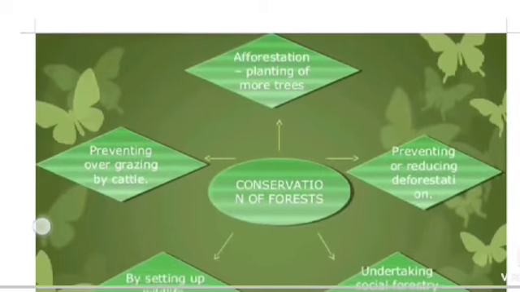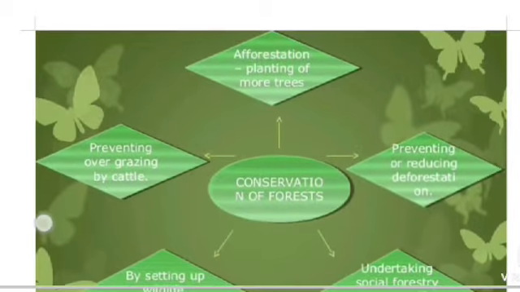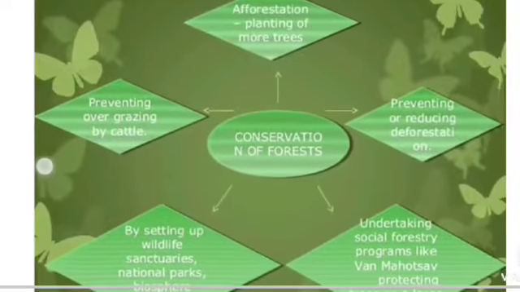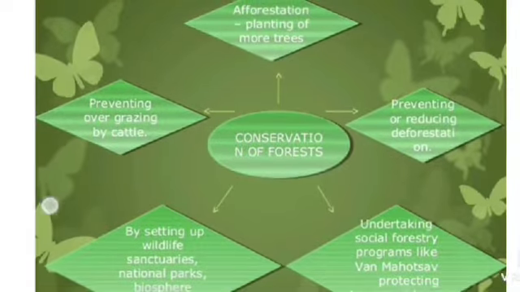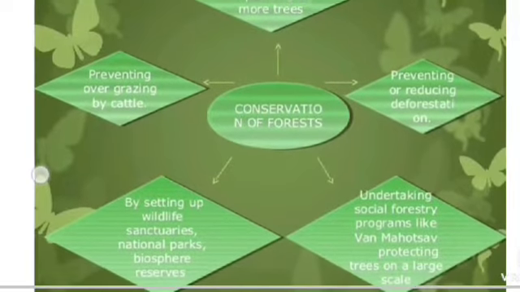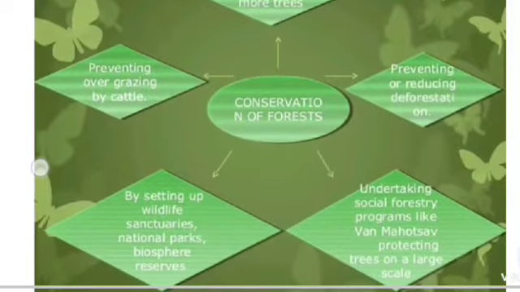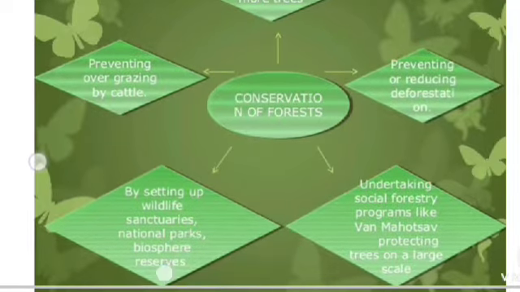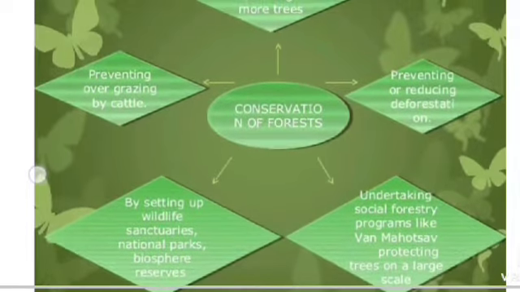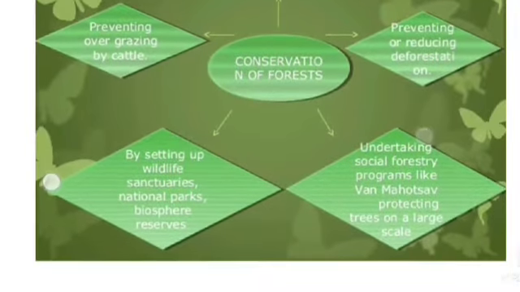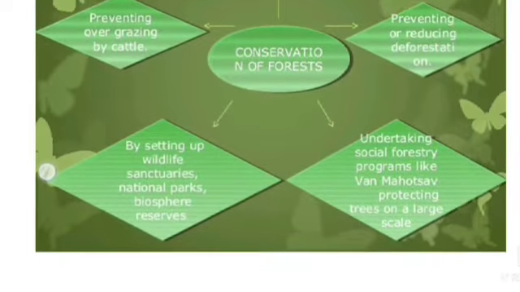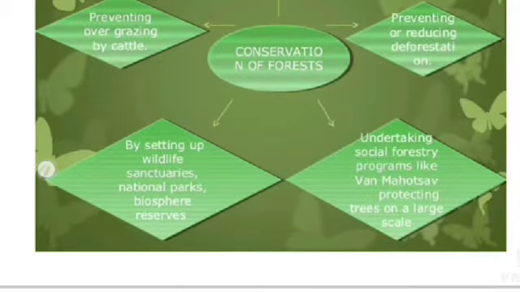See the picture. Afforestation, planting more trees, conservation of forests, preventing overgrazing by cattle, setting up wildlife sanctuaries, national parks, biosphere reserves, preventing or reducing deforestation, undertaking social forestry programs on a large scale.